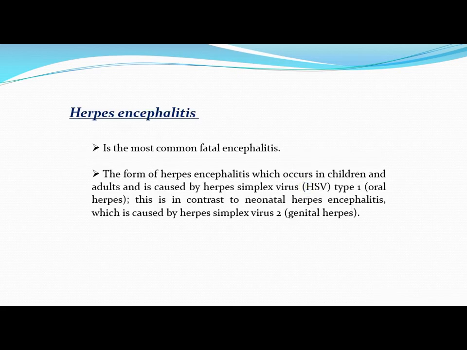Infection-related demyelination. Herpes encephalitis is the most common fatal encephalitis. The form of herpes encephalitis which occurs in children and adults is caused by herpes simplex virus type 1, oral herpes. This is in contrast to neonatal herpes encephalitis, which is caused by herpes simplex virus 2, genital herpes.